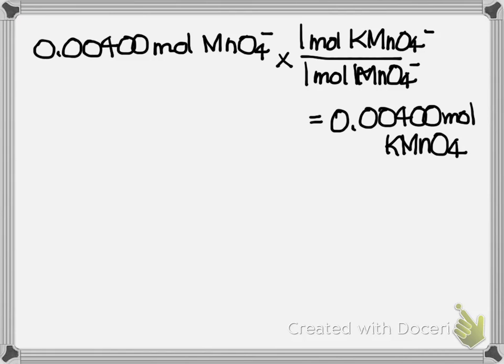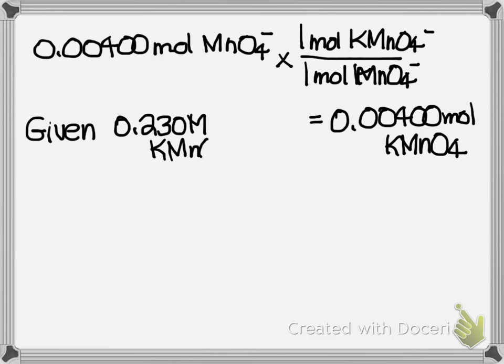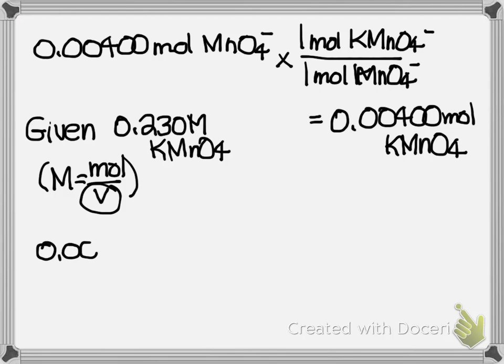Now, if I reread the problem, I know the concentration of the permanganate solution is 0.230 molar. That was given. So if I know the moles in the solution and the molarity, remember molarity equals moles divided by the volume. So if I know the moles of the solution and I know the concentration, then I can find the volume. So I'm going to set it up like a conversion factor.